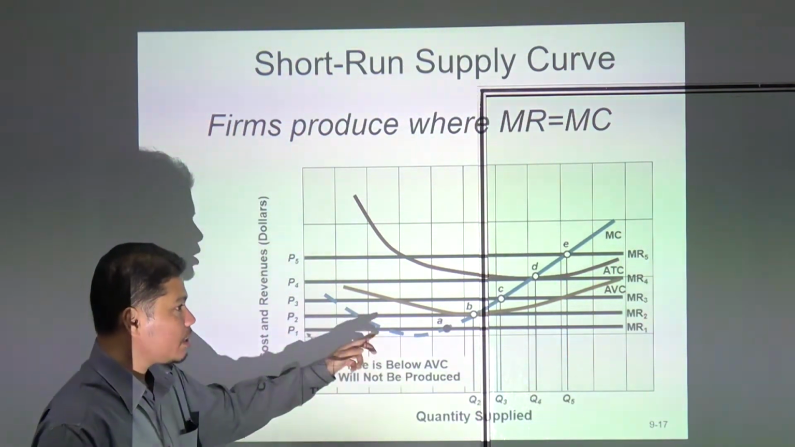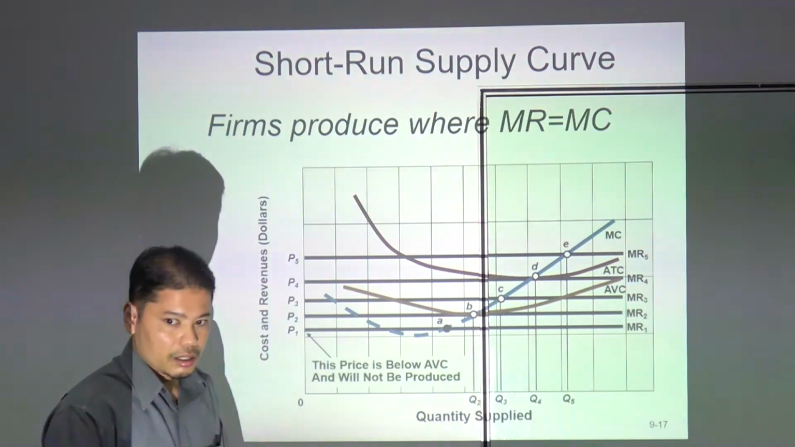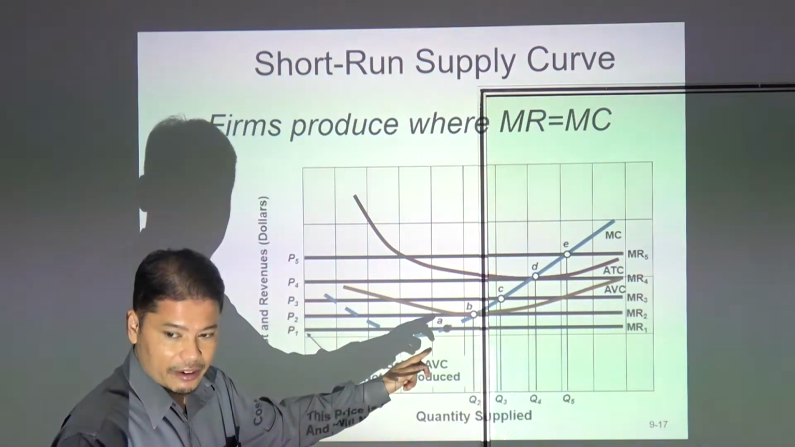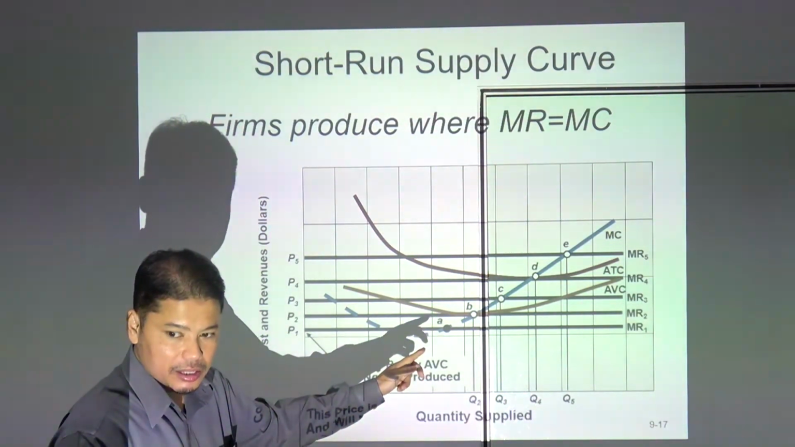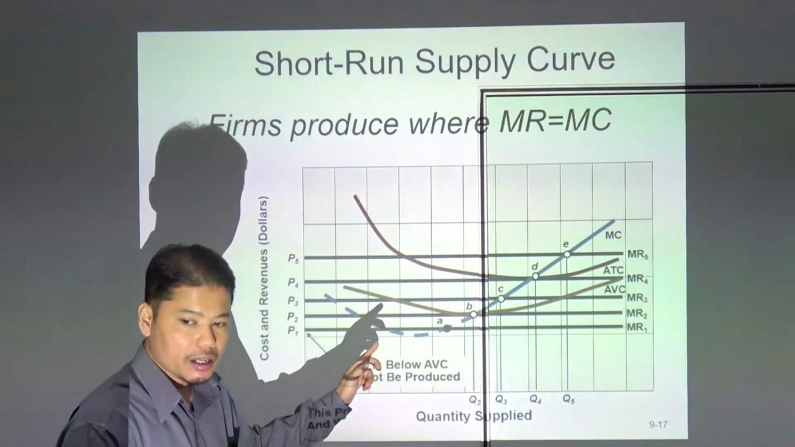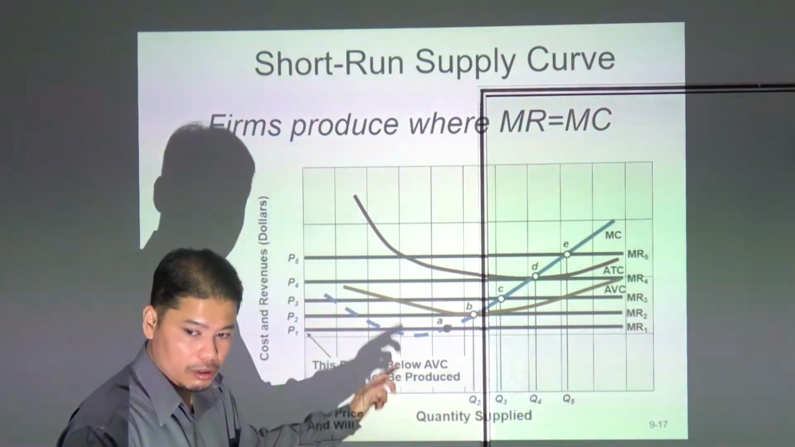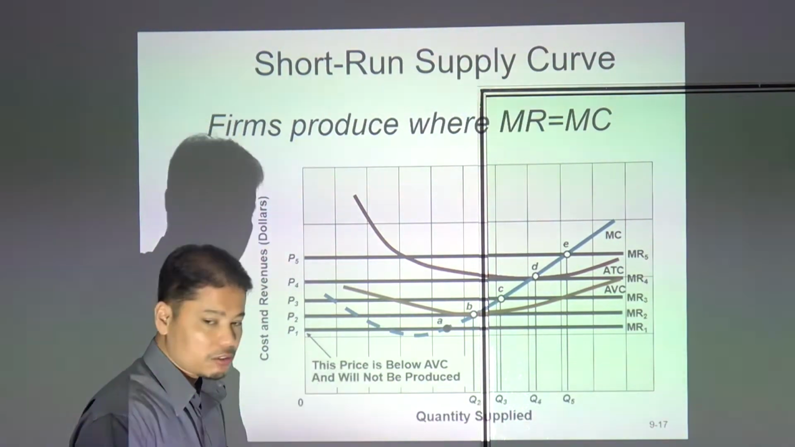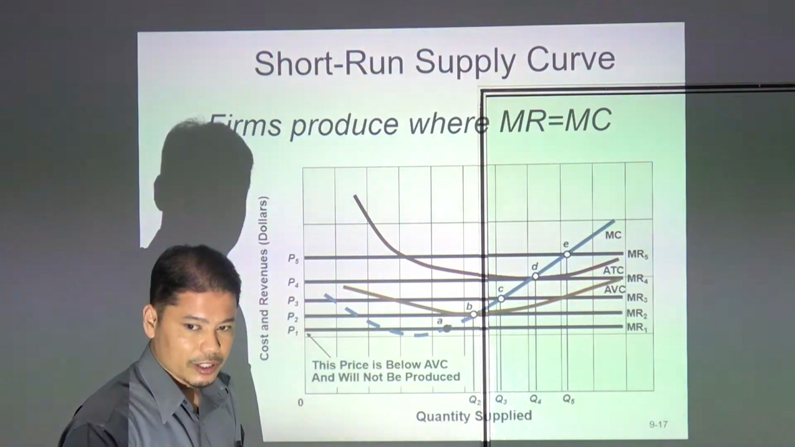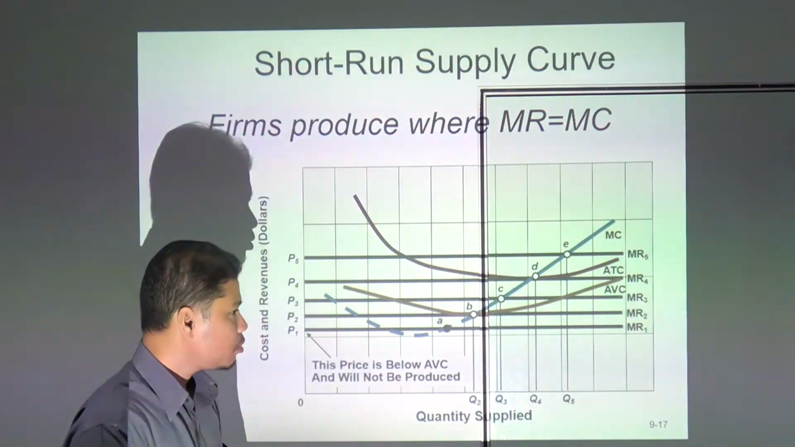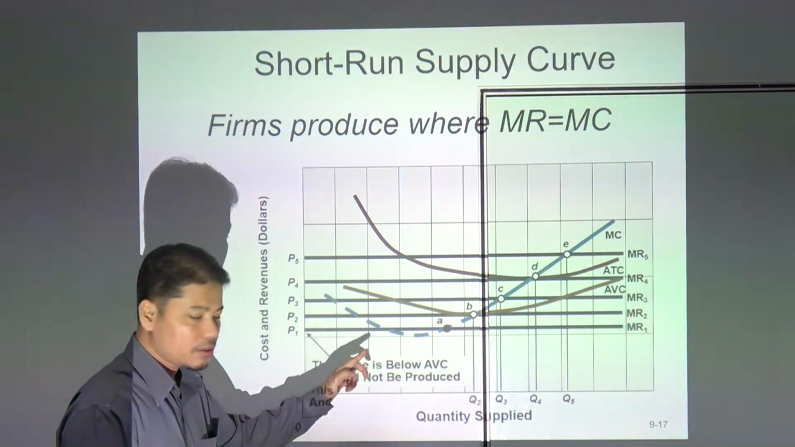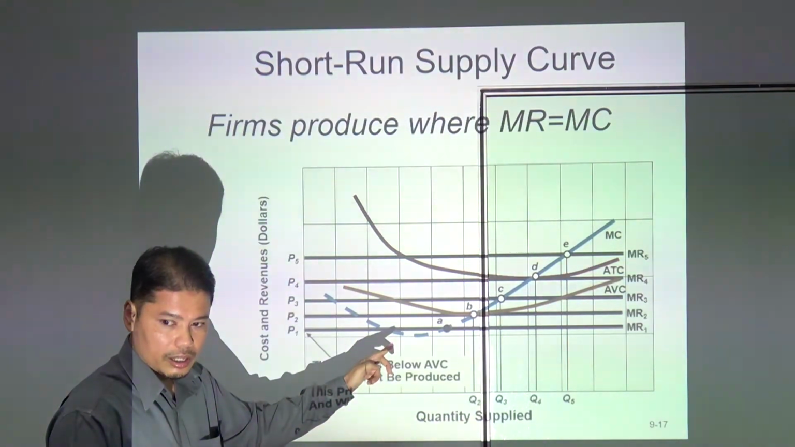So P2 basically is the threshold. If the price is exactly equal to the average variable cost, it means that if the firm produces, the firm will make a loss equivalent to the total fixed cost, and if the firm closes down, the firm will also make losses equivalent to the total fixed cost. So this is the minimum point where the firm would want to decide to produce or not.